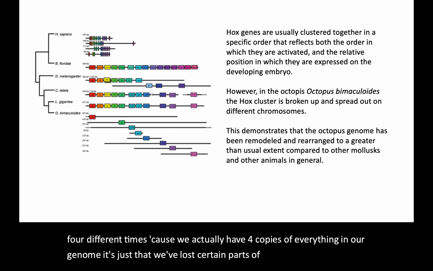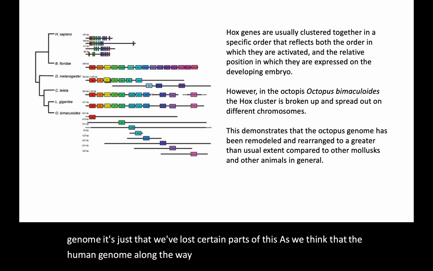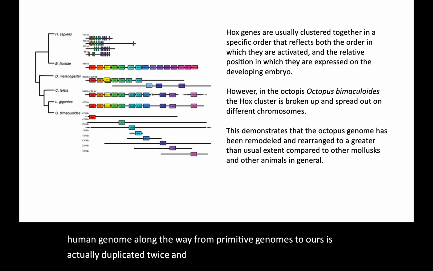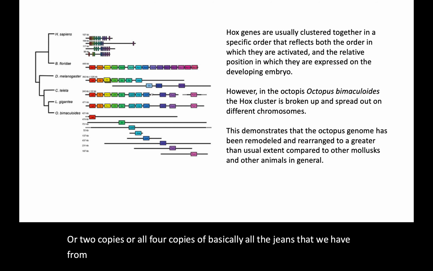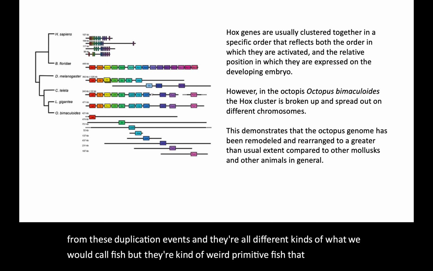So we think that the human genome along the way from primitive genomes to ours is actually duplicated twice. And you can find animals that have 1 or 2 copies or all 4 copies of basically all the genes that we have from these duplication events. And they're all different kinds of what we would call fish, but they're kind of weird primitive fish that have these. And so branchiostoma is at the bottom of that branch.